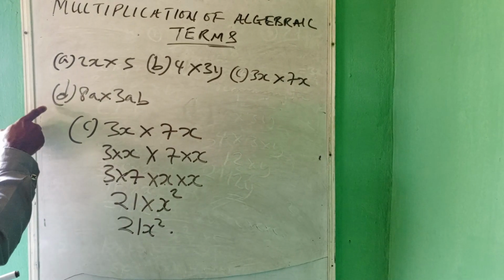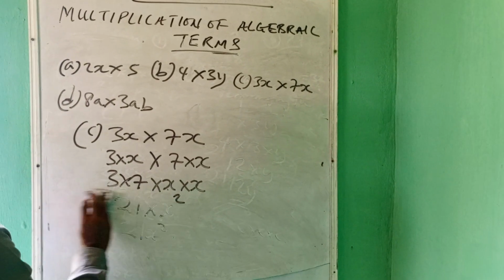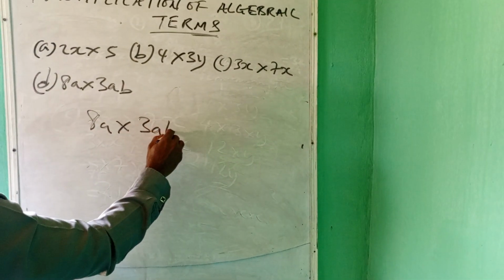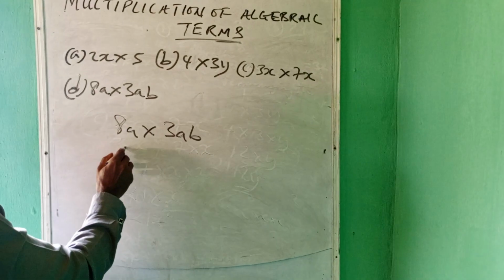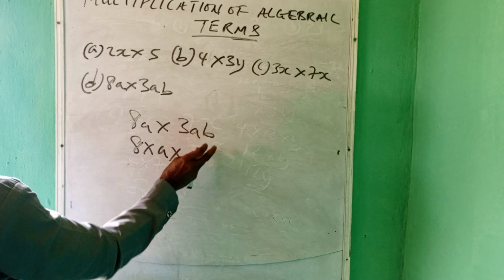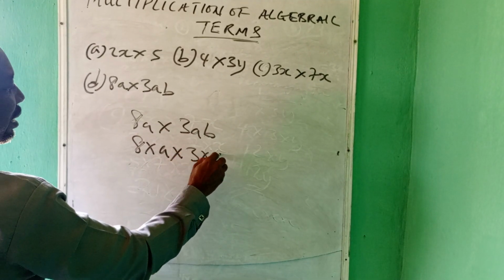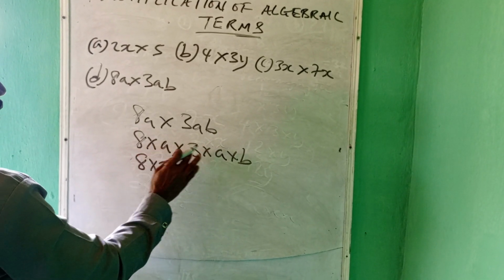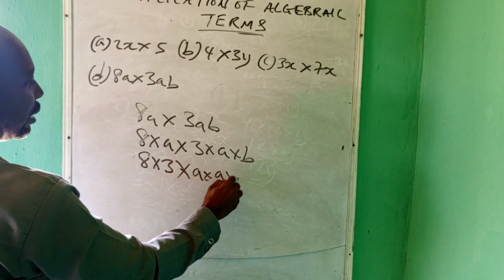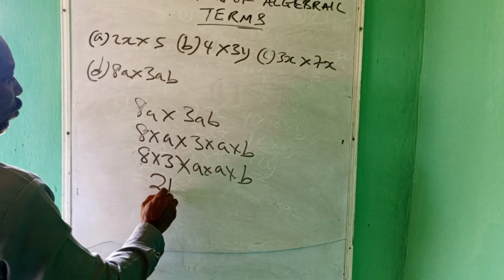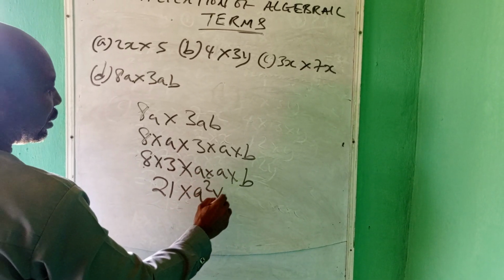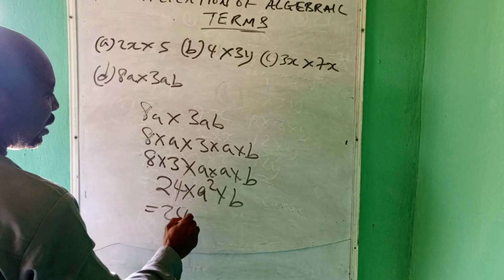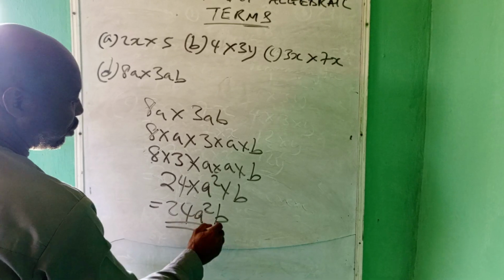So let's go to D. We have 8a times 3ab. And if you expand this, you have 8 times a times, you expand this, you have 3 times a times b. So if you rearrange it, you have 8 times 3 times a times a times b. So 8 times 3 will give you 24, times a times a is a squared, times b. So this will give you 24a squared b.